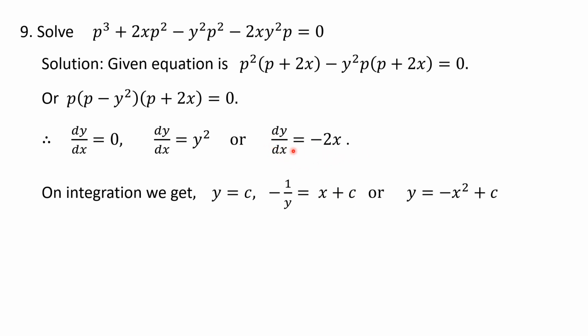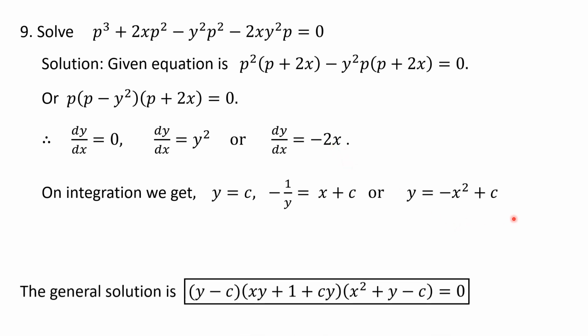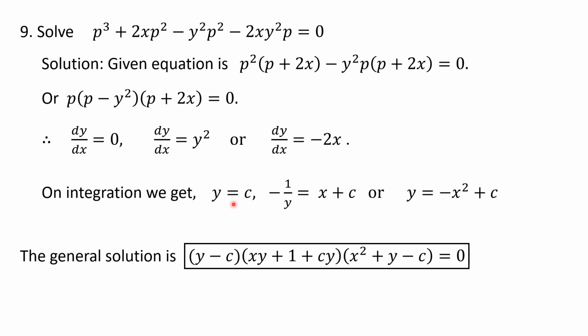So integrate on both sides. Integral of 1 with respect to y is y, minus 2 times integral of x is x square by 2. So 2 cancel, minus x square plus c, or the product which we have here is y minus c, and here if you multiply the root by y, you will get xy plus 1 plus cy. So x square plus y minus c.